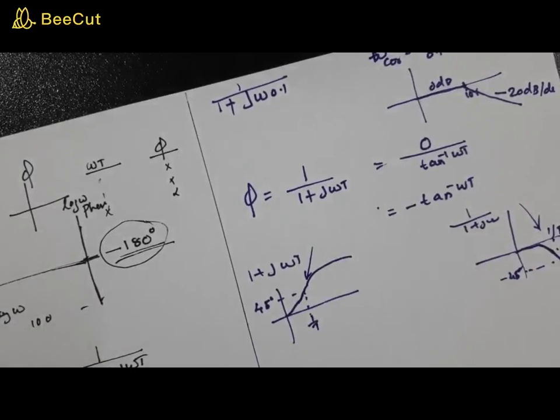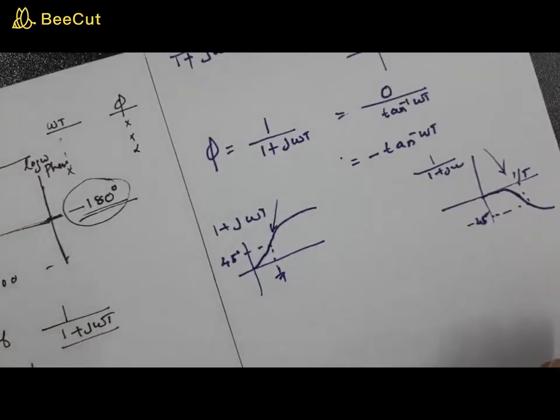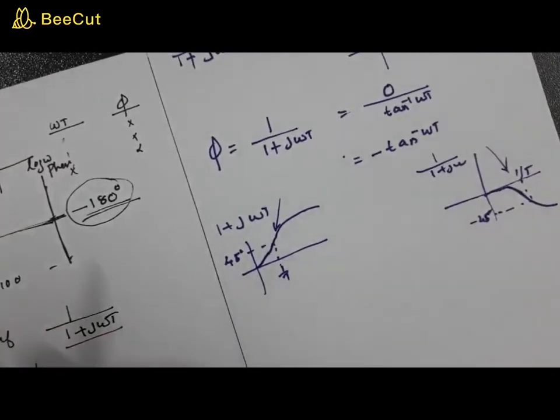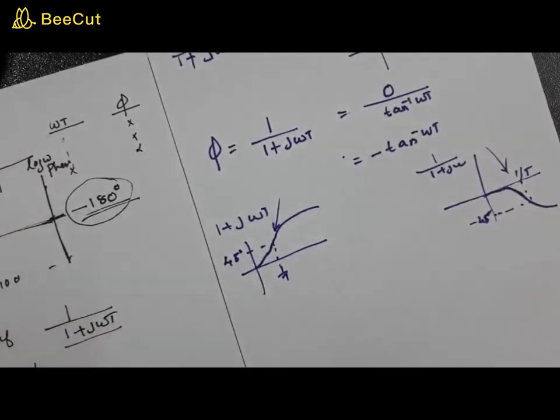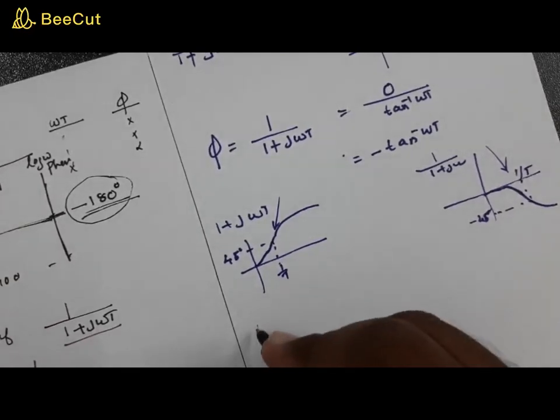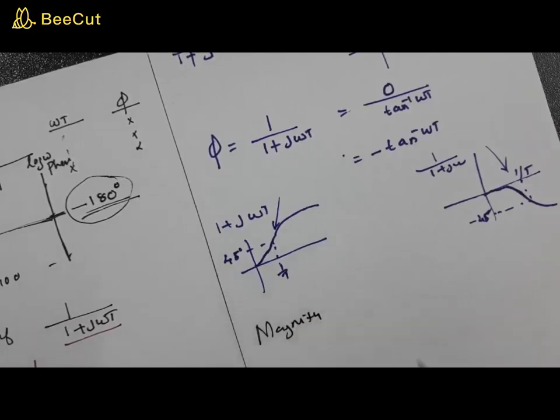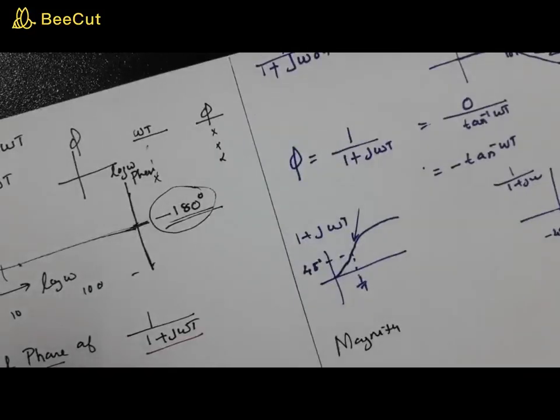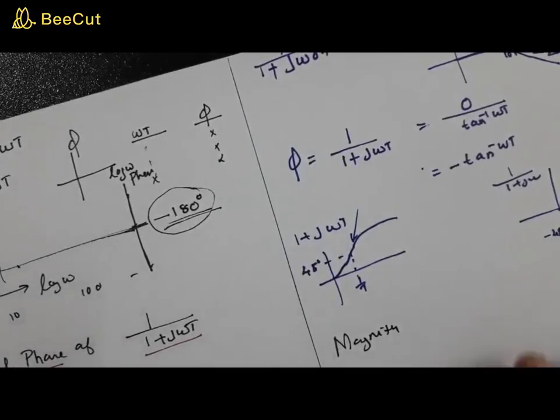Okay, so hope you understood how to find out the magnitude plot of this. Right. Now the next is actually we are going to study about the magnitude. So this one is the third point, I think. Okay, this is third. Right.